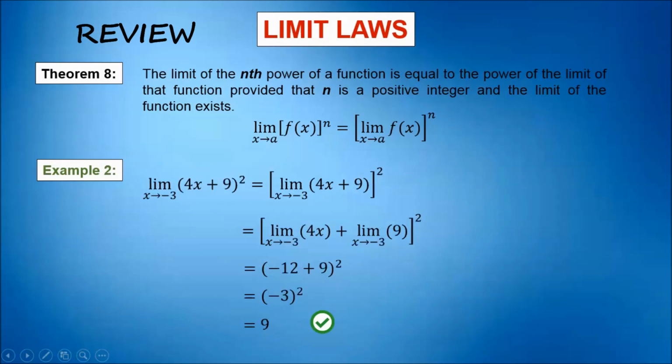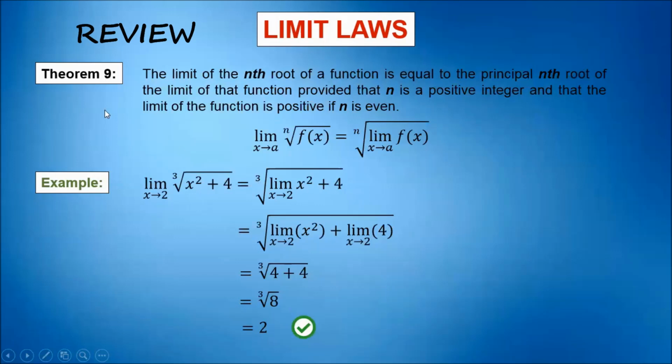Then for an additional example for theorem number 8, we solve limit of the quantity 4x plus 9 raised to 2 as x approaches negative 3. By applying again our theorem number 8, the answer is positive 9.